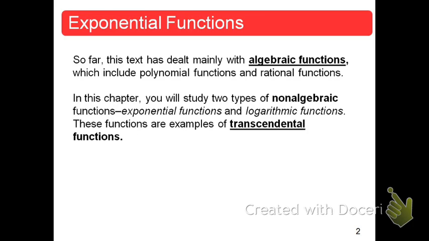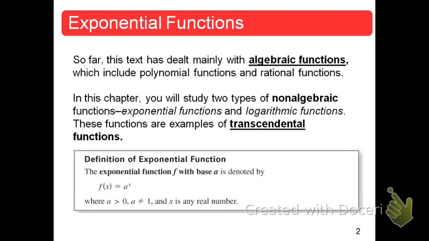These two categories of functions are what we call examples of transcendental functions. So what we're going to first look at in this particular section are exponential functions. When we have an exponential function, we say the exponential function with a base a is denoted by this here. f of x is equal to a to the x, a is greater than 0 and not equal to 1, and we want x to be any real number.